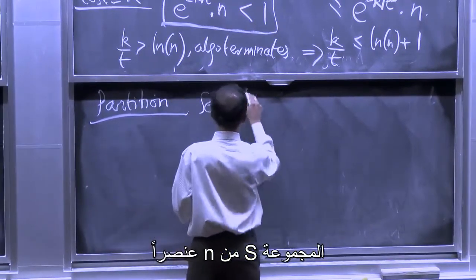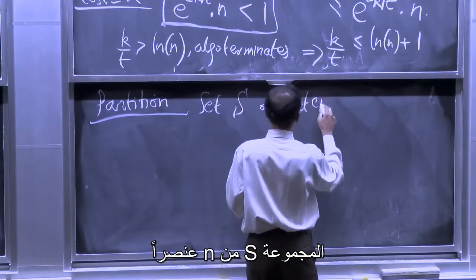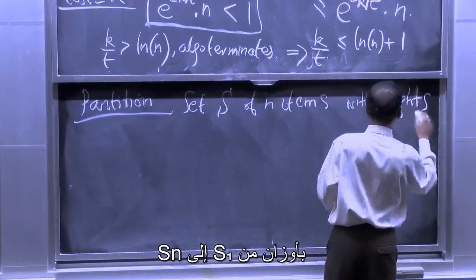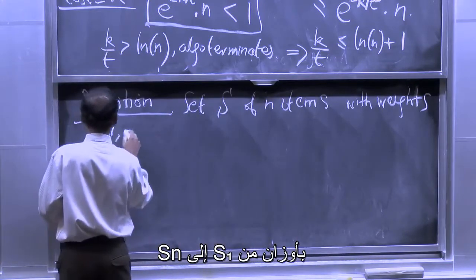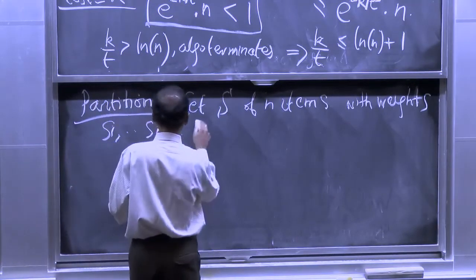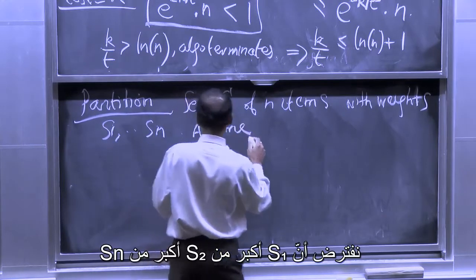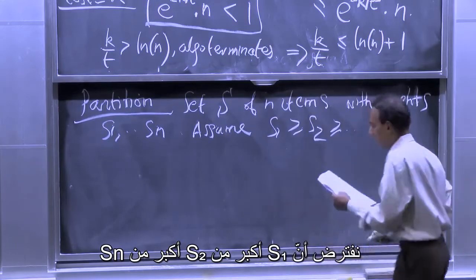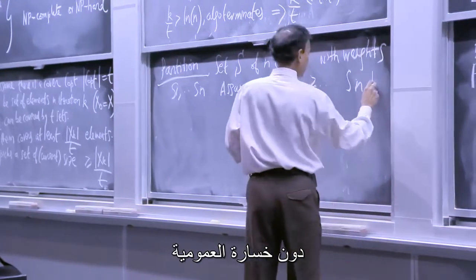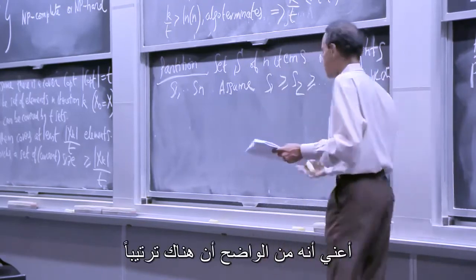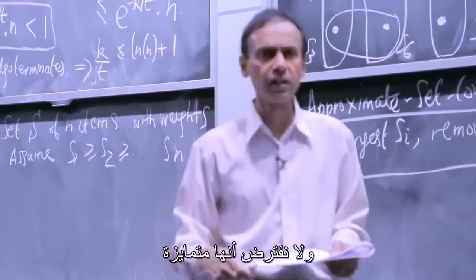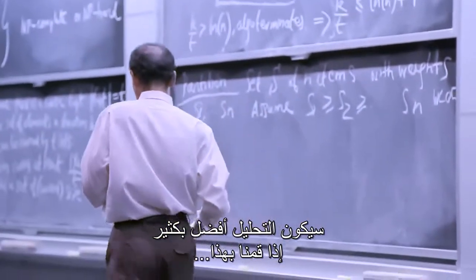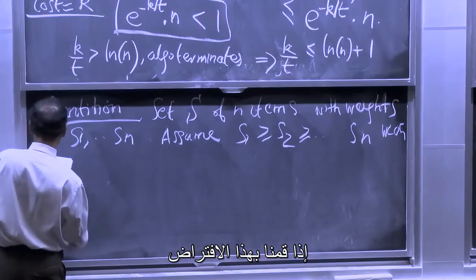Set S of n items with weights S1 through Sn. Assume S1 greater than or equal to S2, and so on down to Sn, without loss of generality. So this is just an ordering thing. I mean, obviously there's some order. I'm not even claiming uniqueness here. I'm just saying, just assume that this is the order. The analysis is much better if you make this assumption.